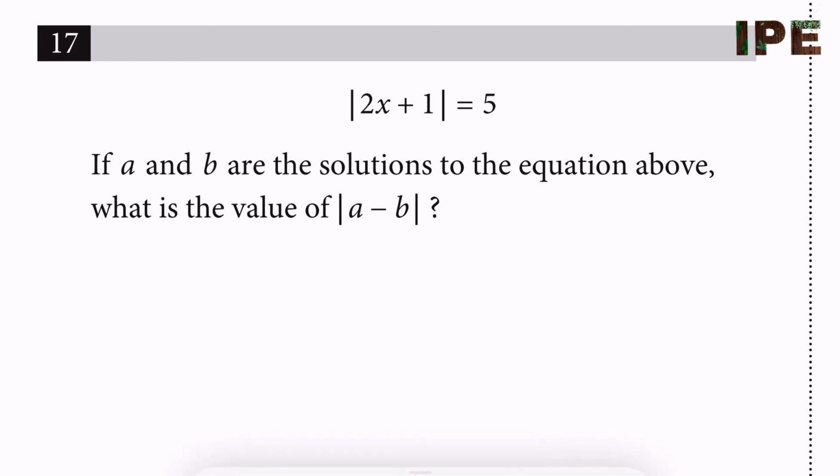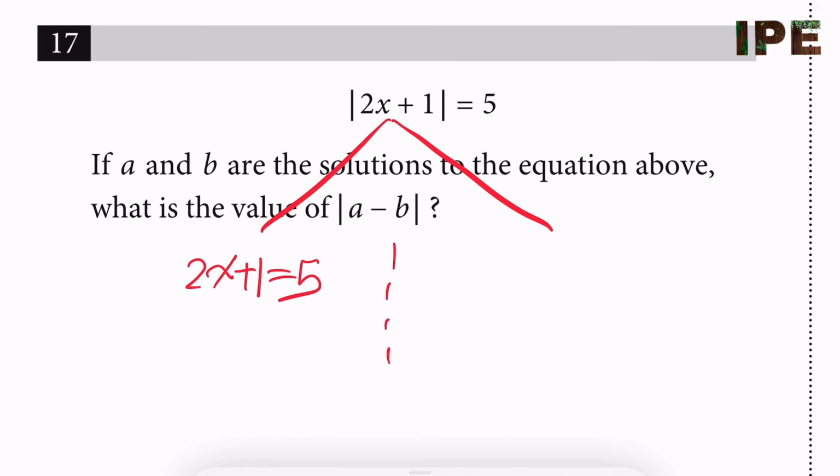I already explained this, right? The absolute value of some expression equal to a number, so twice. In this case, 2x plus 1 can be 5, or 2x plus 1 can be negative 5. For the first equation, what is 2x equals? 2x equals 4, because I subtract 1 from both sides, and divide by 2 on both sides. What is x? x equals 2.